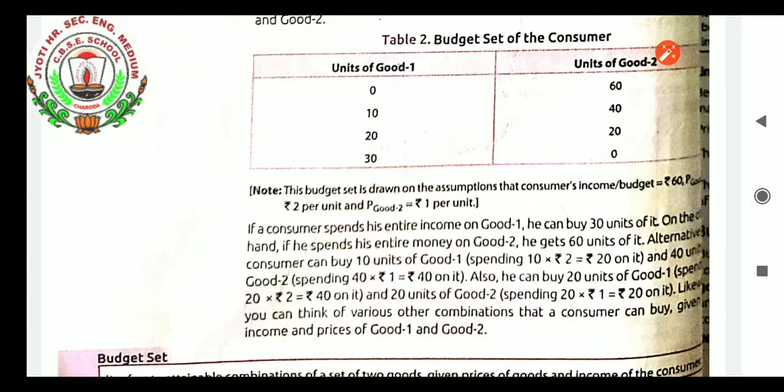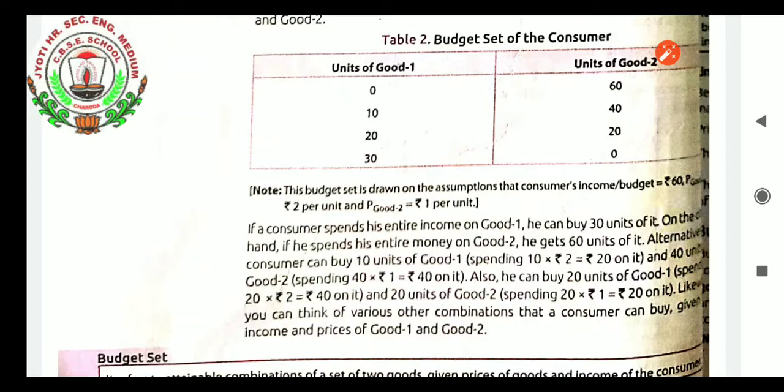So this tells how we are setting a budget. If we spend the whole income on good 2, we get 60 units of good 2. If we divide the income of rupees 60 between good 2 and good 1, we get 40 and 10 units. This way the setting of the amount is done within the limit of the budget, and this itself is known as the budget set. It is always based on the income and budget of the consumer.